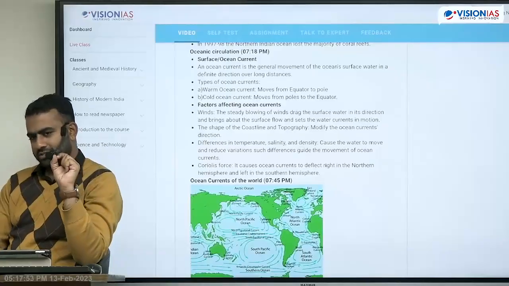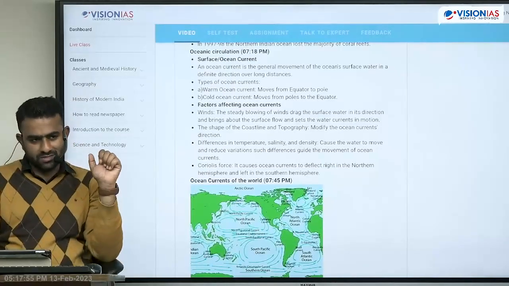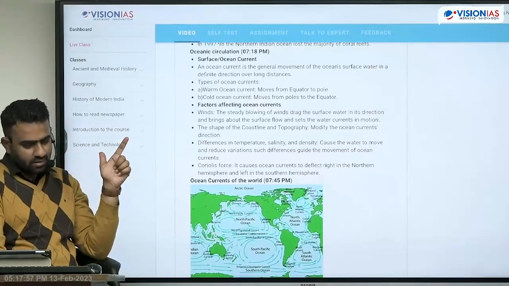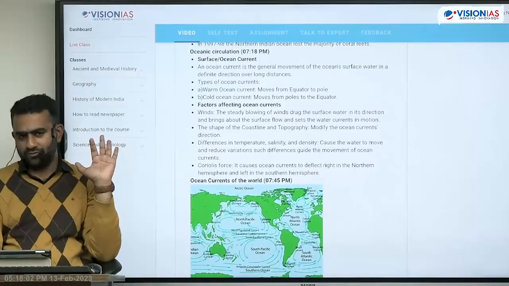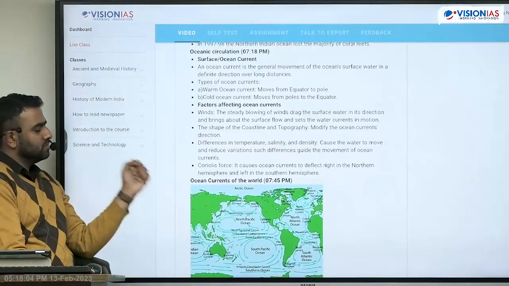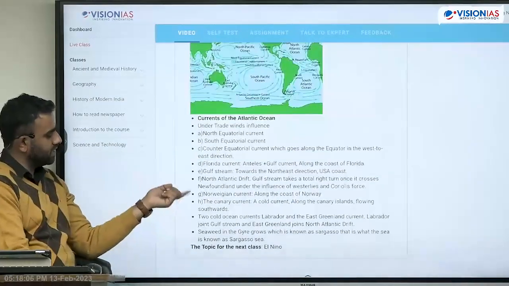So the factors are important. इसके ऊपर direct questions आ गया. Okay, first one is wind, then coastline, the differences in temperature, salinity, density, and then Coriolis force. Okay, and then we discussed the ocean currents of the Atlantic Ocean.